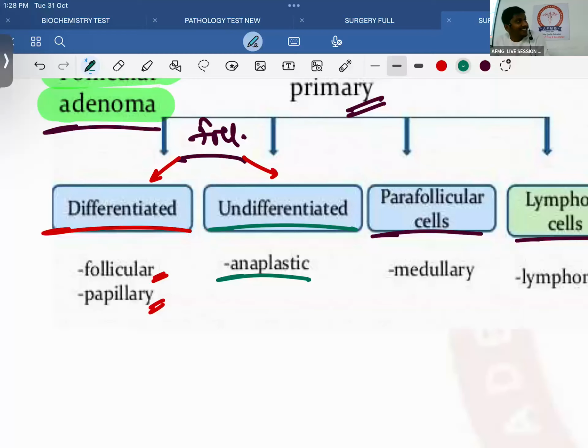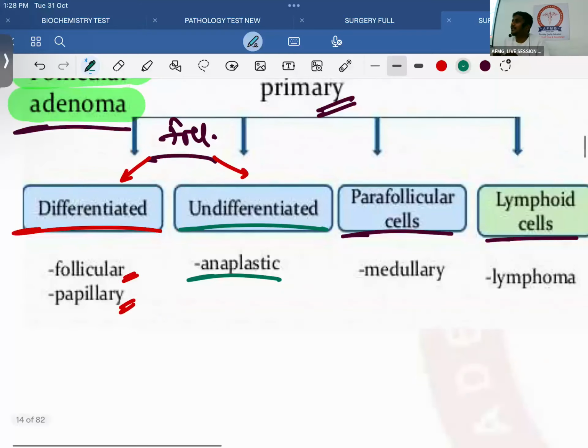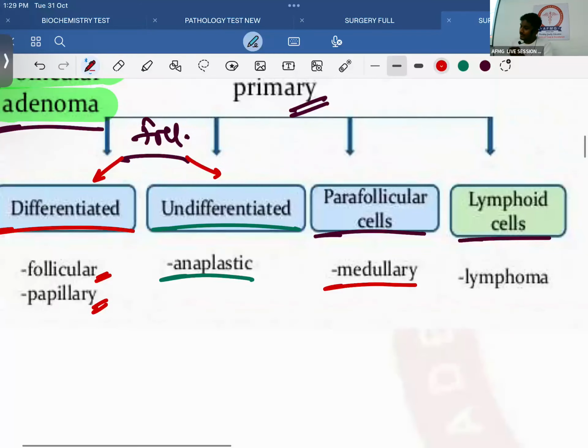Important is, it is the biryani. That means differentiated thyroid cancers will have a better taste, therefore a better prognosis. But on the other hand, khichdi, that is undifferentiated thyroid cancer, will have a bad taste, that is a poor or worse prognosis. The cancer that arises from parafollicular C cells is called medullary thyroid cancer. And what arises from lymphoid cells is thyroid lymphoma.